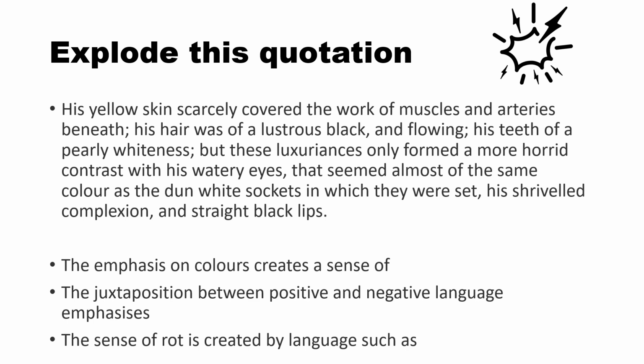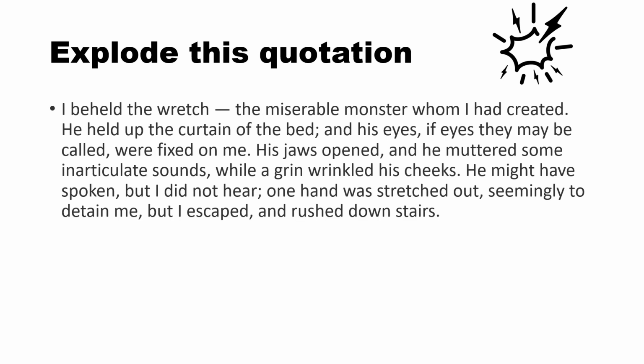Here you have the sentence stems, and I would suggest that if this was me, I would be looking at the colours, the nice ones and the ones that suggest something rotten is going on here. The juxtaposition between positive and negative language, the way the monster was supposed to be perfect but hasn't turned out that way, and the sense of rot and what creates that language. Once you've done that, unpause and move on to the next one.